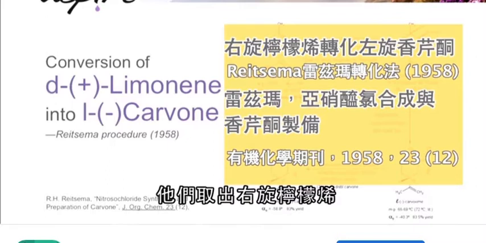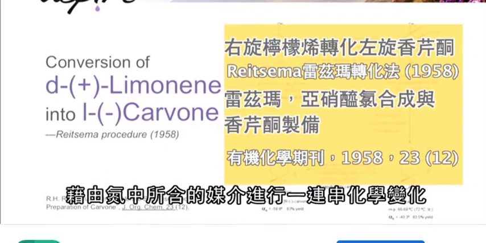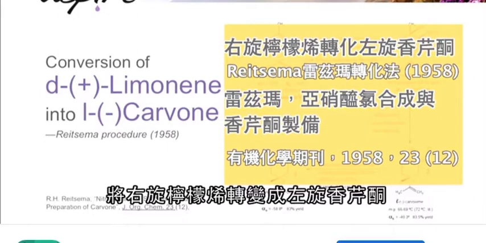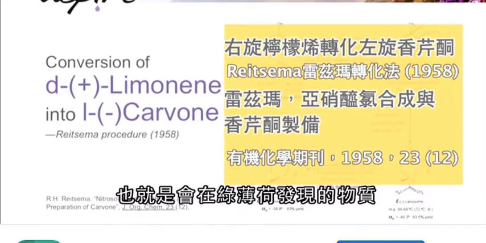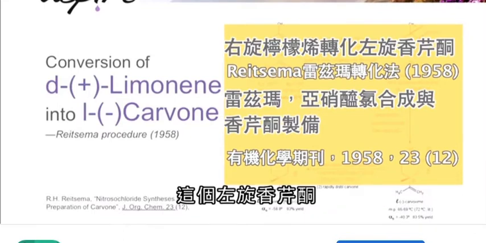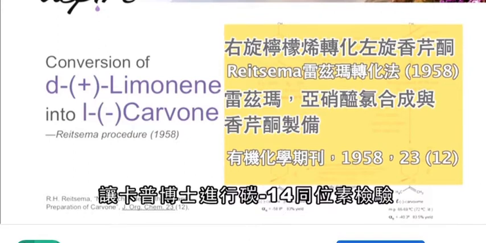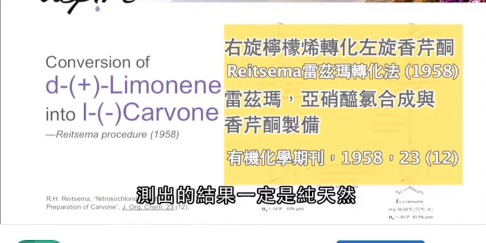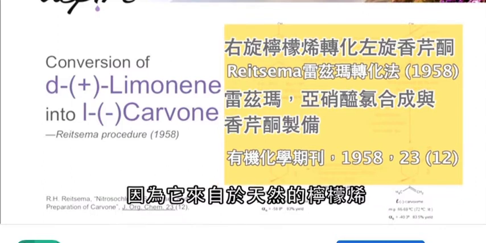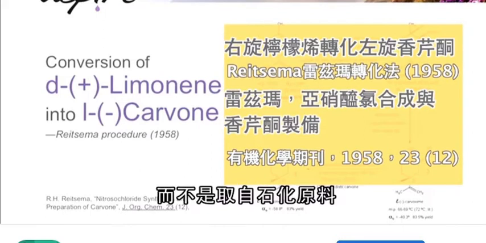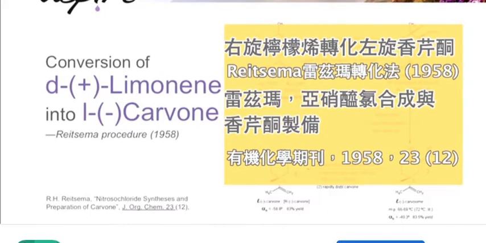They take the D-limonene, they react it through a series of reactions with a nitrogen-containing reagent that enables the conversion of D-limonene to L-carvone, which is also found in spearmint. This L-carvone, if you test it at the University of Georgia, have Dr. Culp run that C14 isotope test, will test completely natural. Why? Because it came from natural limonene. It didn't come from a petroleum source.